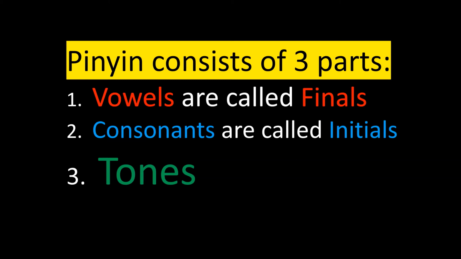In English, we have 5 vowels and 21 consonants, and they make all the words in the world, right? Now contrast that to the Chinese Pinyin system. The Pinyin system is also about vowels and consonants. However, we do have one extra element, that is the tones, right? As you know that Chinese is a tonal language.